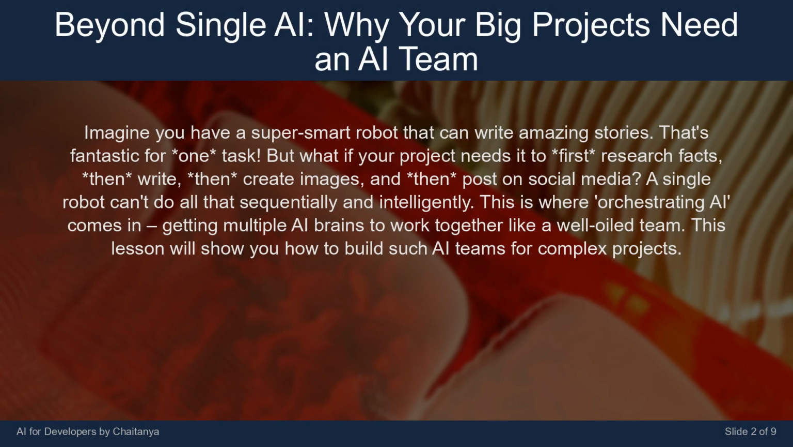Imagine you have a super smart robot that can write amazing stories. That's fantastic for one task. But what if your project needs it to first research facts? Then write, then create images, and then post on social media? A single robot can't do all that sequentially and intelligently. This is where orchestrating AI comes in, getting multiple AI brains to work together like a well-oiled team. This lesson will show you how to build such AI teams for complex projects.